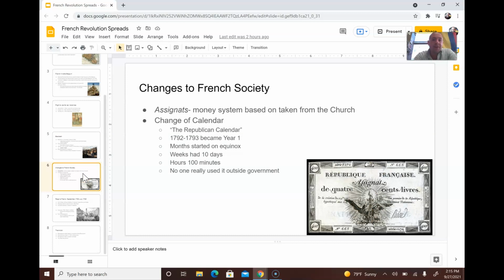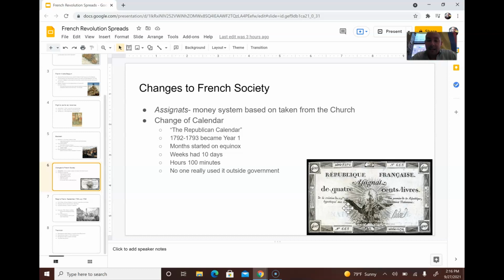In terms of trying to change French society, there's a couple of major things that they do. One of the things that happens in terms of the economy was to try and stabilize it. And one of the things they do is they print assignats. So assignats are the currency of the French Revolution. Basically, the land is confiscated from the church, and they use that to prop up their economy, and they print assignats in that fashion.